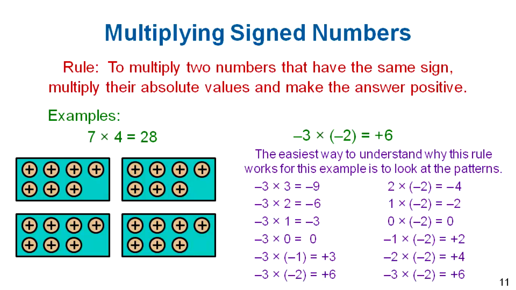To multiply -3 by -2, we will start by noting that 3 times 2 is 6, and then, since we are multiplying two numbers with the same sign, keep the answer positive. This tells us that -3 times -2 is equal to positive 6. The easiest way to understand why this works is to look at the patterns that you see here.